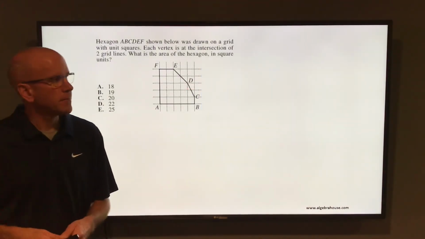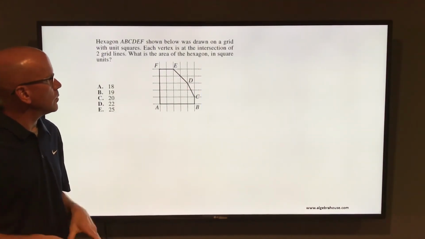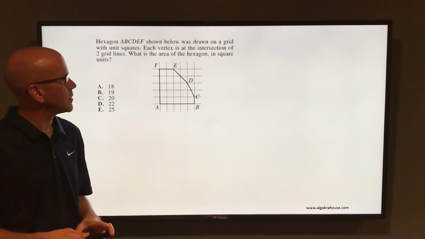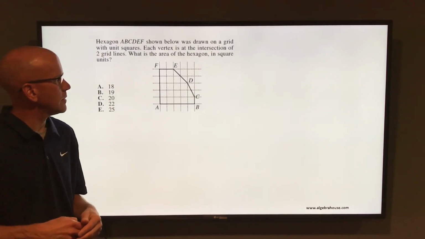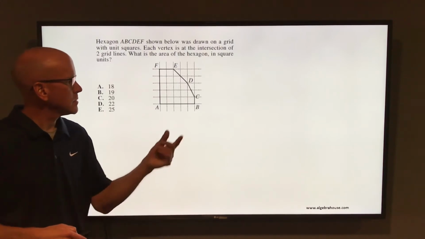Hexagon, that is a six-sided figure A, B, C, D, E, F, shown below, was drawn on a grid with unit squares. Each vertex is at the intersection of two grid lines. What is the area of the hexagon in square units? So you need to find the area of this hexagon.